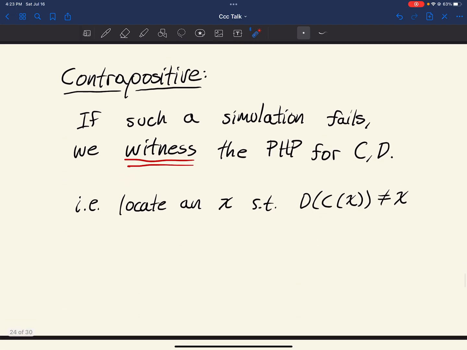And now the contrapositive, maybe the most interesting thing, is we get that if this simulation fails, then we witness the Pigeonhole principle for C and D. In other words, locate an x such that d of c of x is not equal to x. And so what that means is if we assume a time-space trade-off that you cannot simulate a time t computation in t to the epsilon space and t to the 1 plus epsilon time, then this implies that there is a deterministic algorithm to witness the Pigeonhole principle. In other words, a derandomization of the natural algorithm for the bijective weak Pigeonhole principle.